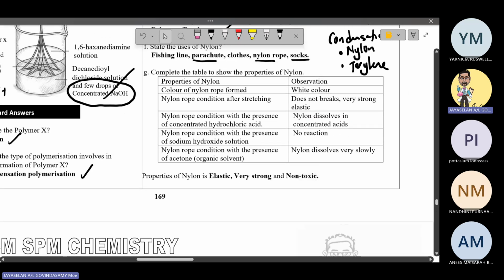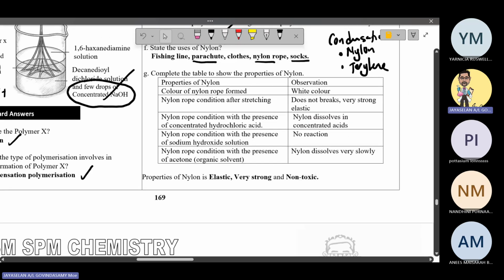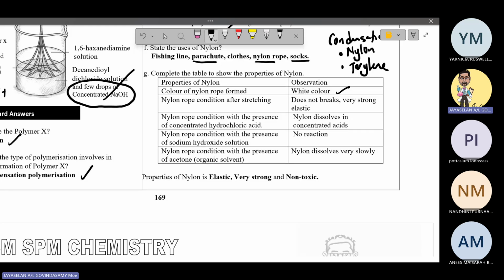Any question? So this one just remember, okay, nylon white color. Saya bagi kamu hafal je. Nylon, when you stretch, do not break. That means it's very strong. This is nylon, very strong. Okay, nylon condition in the acid. Bila acid, dia dissolve. That means nylon react with what? React with acid. So that's why we add few drops of sodium hydroxide. Nylon in alkali, no reaction. It is very stable in alkaline.